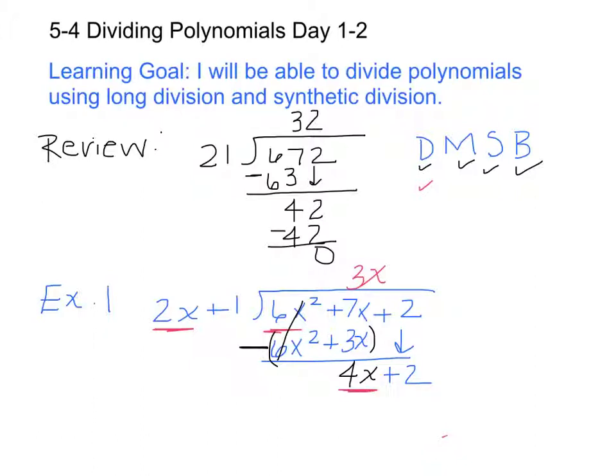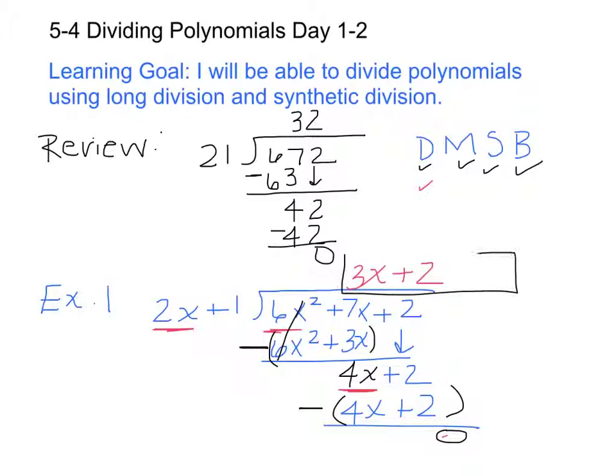And you're going to divide by dividing 2x plus 1 into 4x plus 2. Basically, you do 2x into 4x, and you get a positive 2. And so multiplying, I'm going to get 2 times 2x, which is 4x. 2 times 1 is 2. Then I change my signs and subtract, and I got a remainder of 0. So 3x plus 2 is a factor, or 2x plus 1 is also a factor of 6x squared plus 7x plus 2.